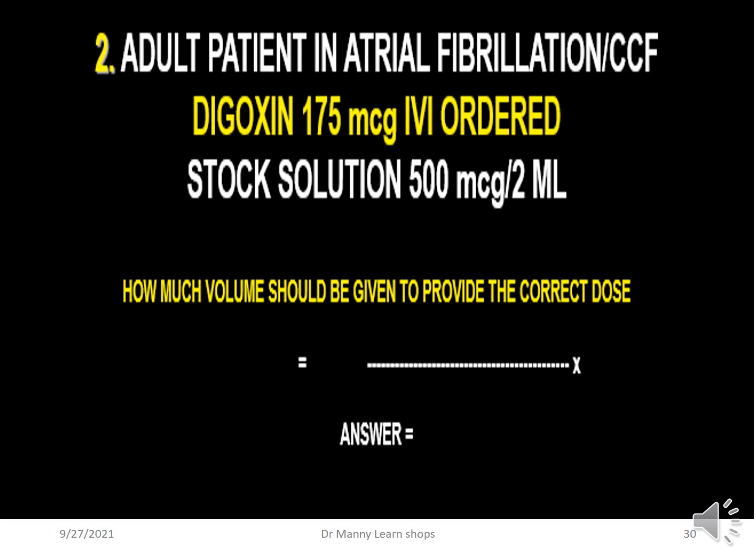You've got an adult patient who's in the coronary care unit, for example, or in the emergency department with atrial fibrillation, and they're in congestive heart failure. Digoxin, 175 micrograms, is ordered. The stock solution strength is 500 micrograms per 2 mils. How much volume should be given to provide the correct dose?